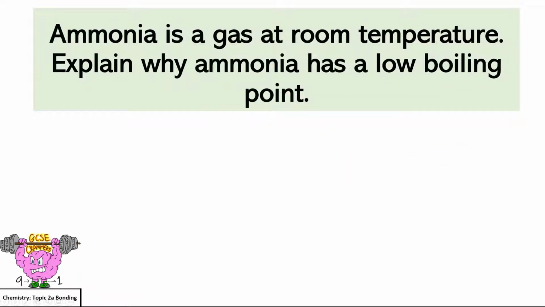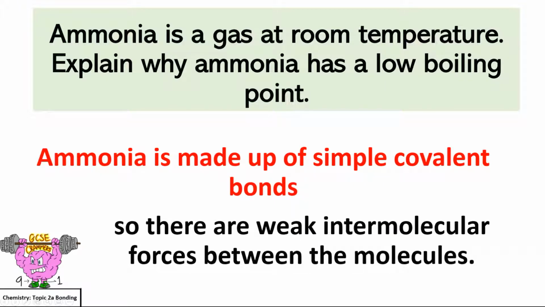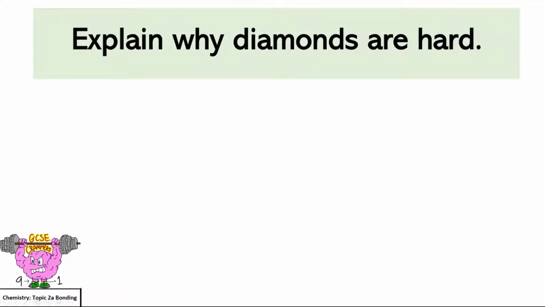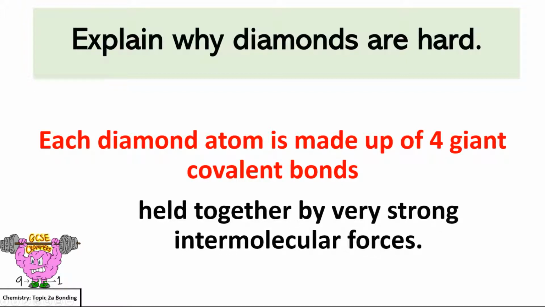Ammonia is a gas at room temperature. Explain why ammonia has a low boiling point. Ammonia is made up of simple covalent bonds, so there are weak intermolecular forces between the molecules. Explain why diamonds are hard. Each diamond atom is made up of 4 giant covalent bonds, held together by very strong intermolecular forces.